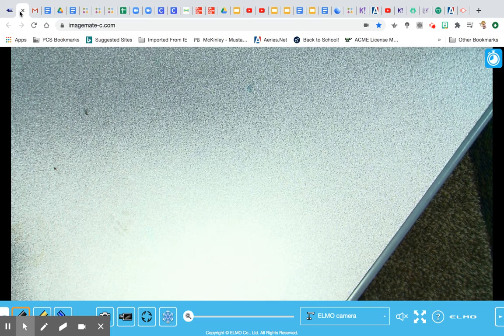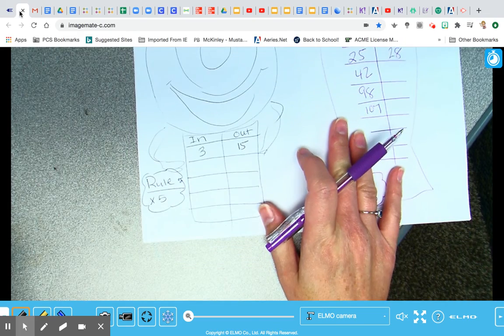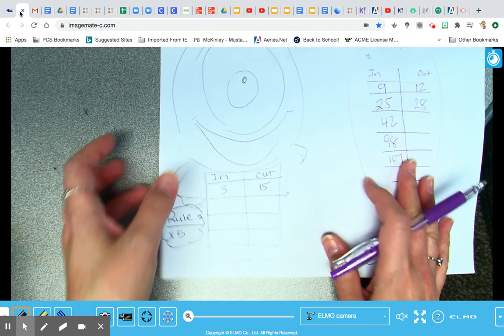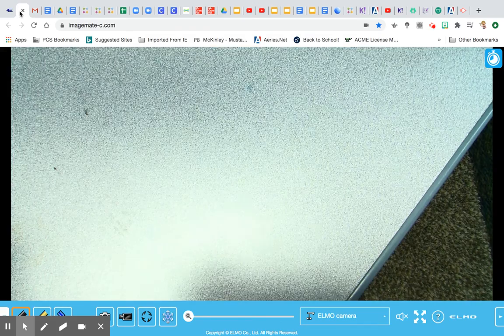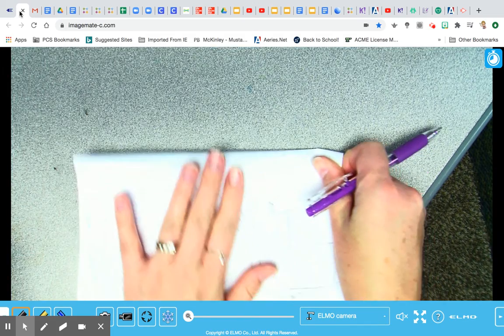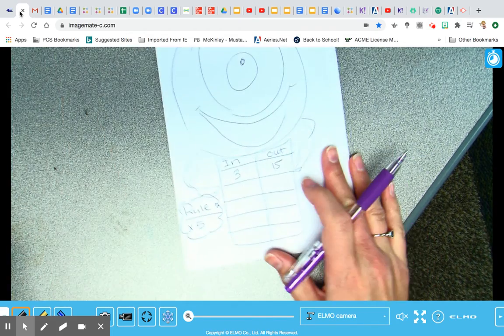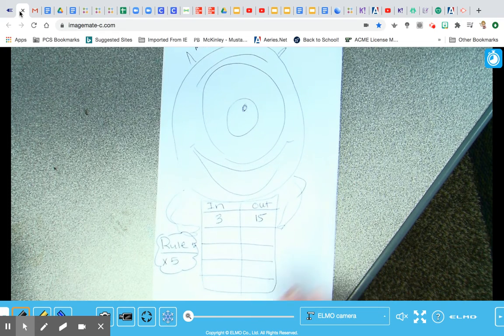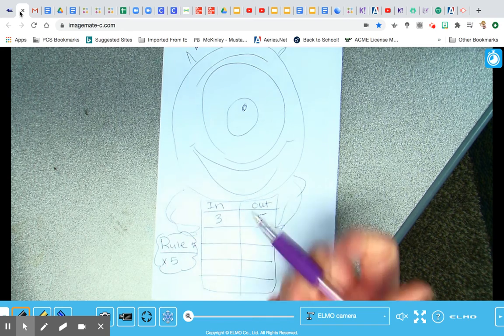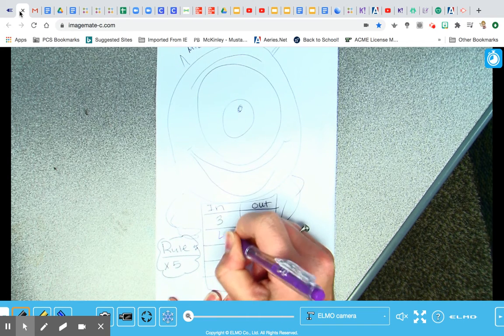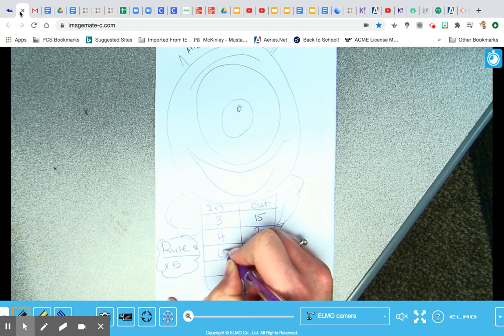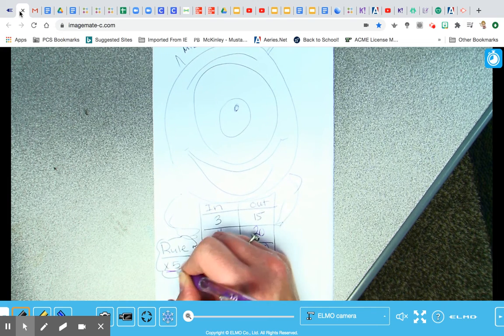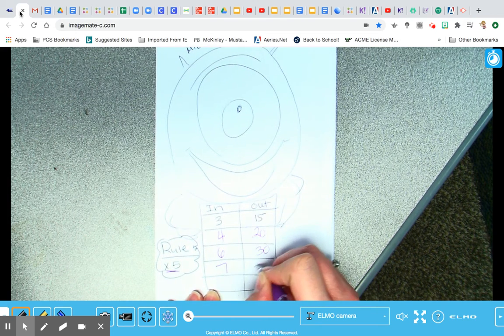And a quick little reminder: don't forget about your math machines. You want to take individual photos of each one, and you can do 2 of each one if you want to. The ones I want on SeeSaw are the ones with all of your answers on it. Then I want you to take another picture also with some of your answers hidden. Let me go ahead and fill mine in a little bit more. Let me do 6, and that would be 30 because my rule is times 5. Let's do 7 and 35, and then 9 and 45.